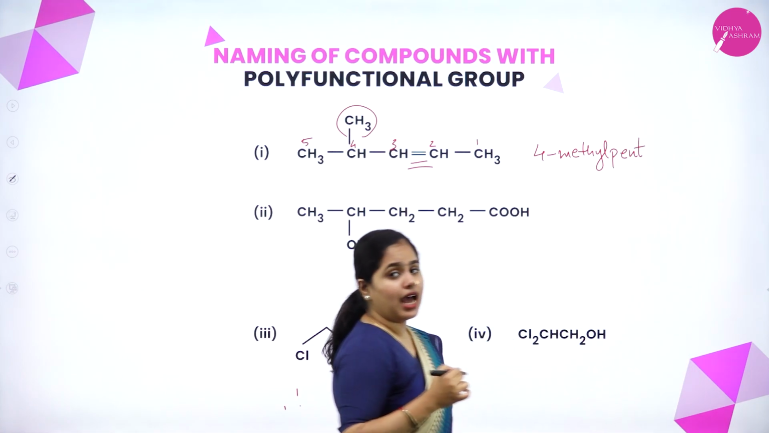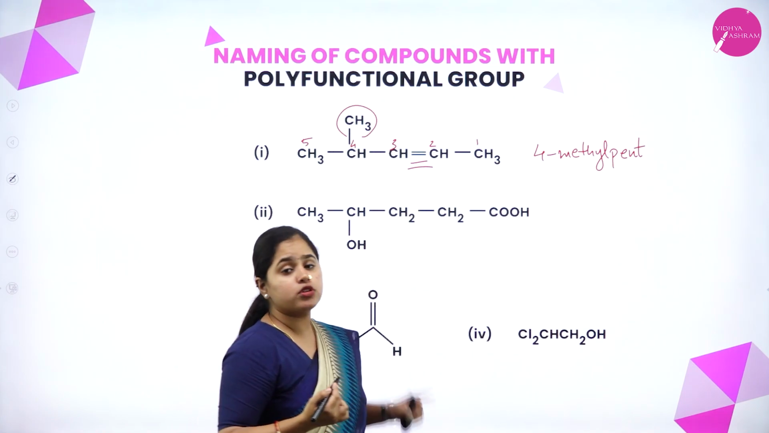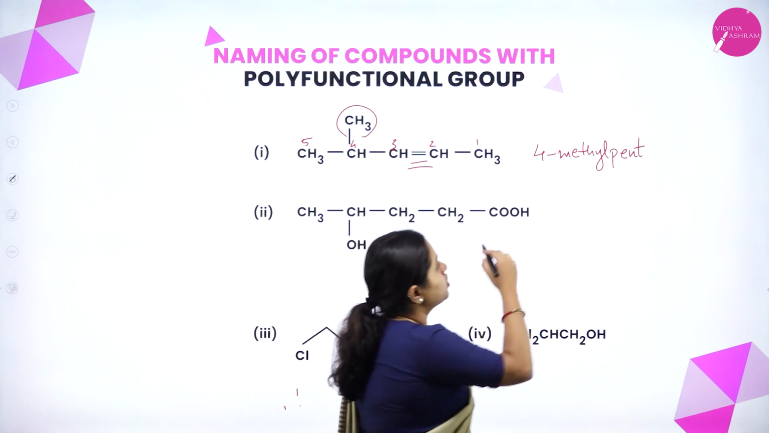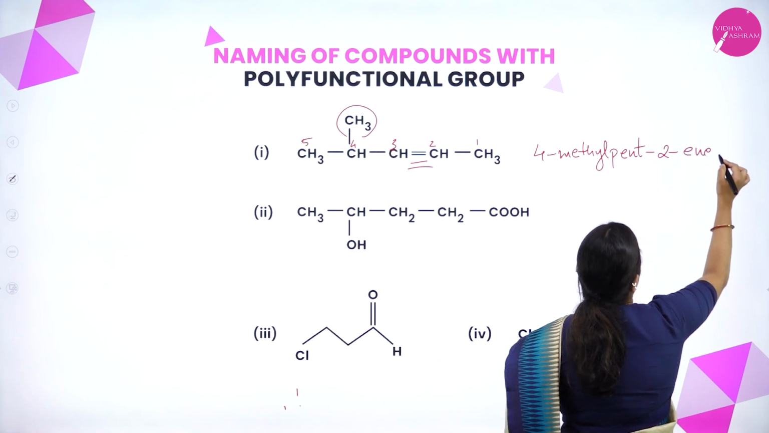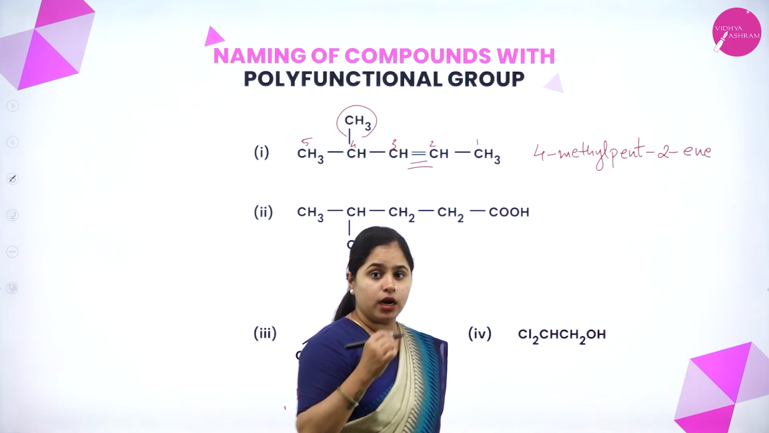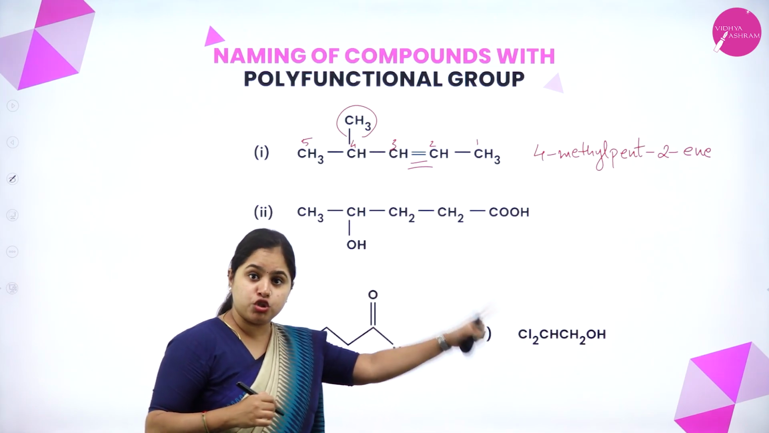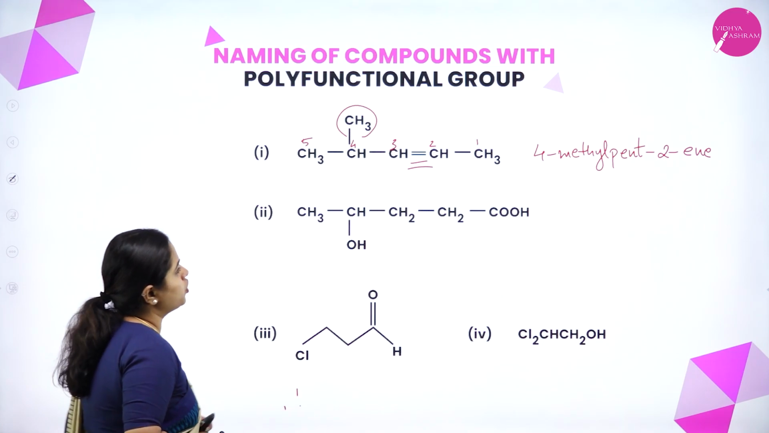Yes, and as we can see, there is a double bond. So it is an alkene. And on which position is this double bond present? On the second carbon atom, right? So it is 4-methylpent-2-ene. Right? The position of the double bond should also be mentioned. So it is 4-methylpent-2-ene. So the suffix here will be ene. Right. Moving on to the next one.